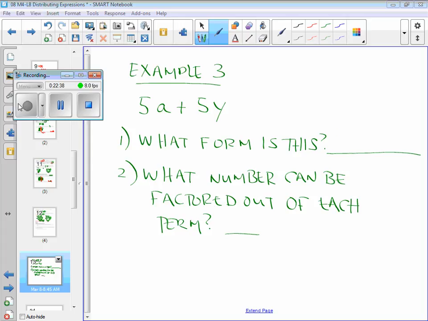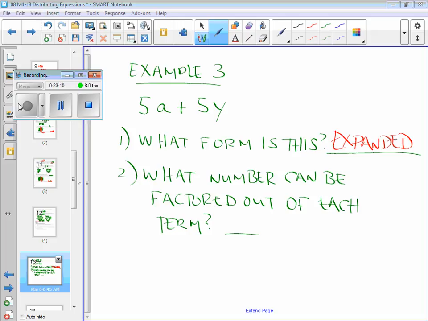So as you can see, it differs from the first 2 examples in that we're going to work backwards. I give it to you in expanded form, and we've got to change it into factor form. So we're going to look at each term, 5a and 5y, and look for things that each term has in common, because there's a number that you can factor out of each term. And then you can work backwards to see if it works when you go from factor form back into expanded.